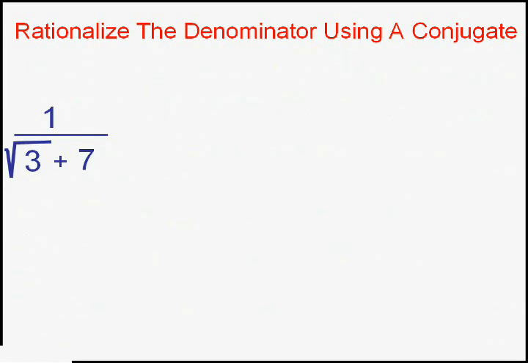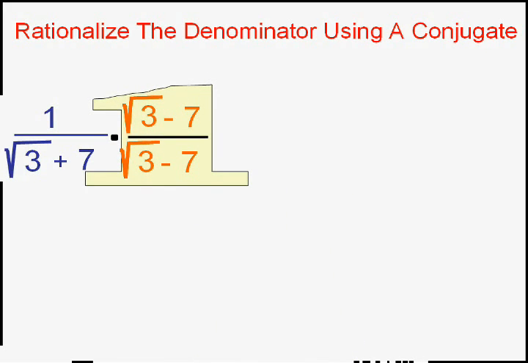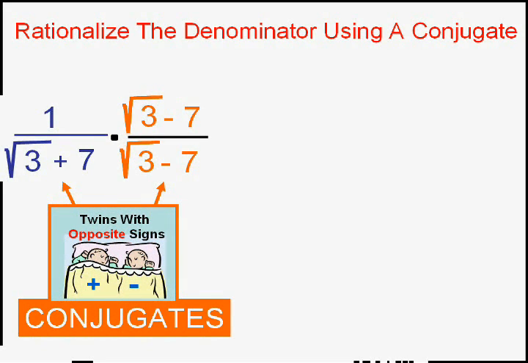Let's do that again. Okay, let's rationalize this denominator using its conjugate. We're going to multiply top and bottom. Well, we started with a plus, so the conjugate will have a minus. Got to do top and bottom, because that's 1. Now, recall once again, we have to use a conjugate here because we have a positive or a negative. And the conjugate is the twin with an opposite sign. It's an odd couple. Now let's multiply everybody out, and we should be cleaning up the denominator.